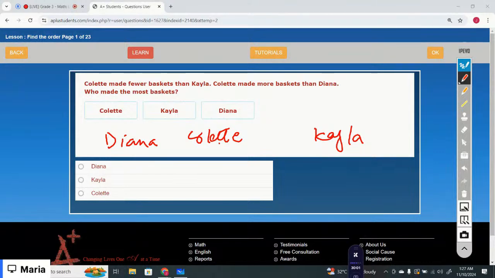So the question is who made the most baskets? So the correct option is Kayla made the most baskets. The correct option is option number two. That is Kayla. How about option number three? Kayla had. You can see the order, I already written on the board. Collet made fewer baskets than Kayla. Collet has fewer than Kayla. Collet made more baskets than Diana. Collet has more than Diana, right? So who made the most baskets? Kayla made the most. Option number two is the correct option.